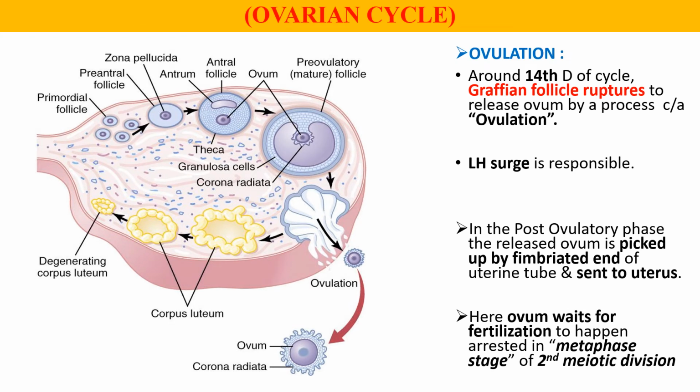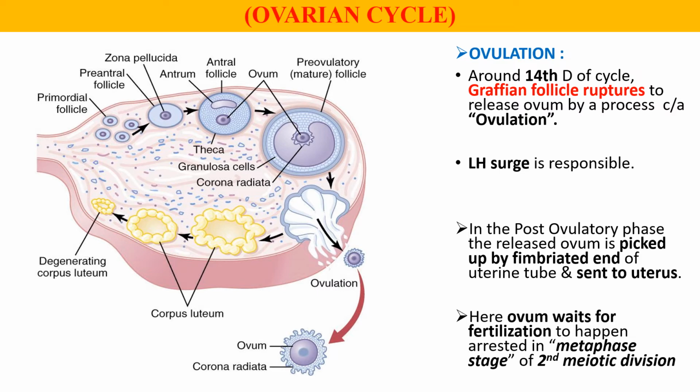Ovulation is a process that occurs at approximately the 14th day of the female sexual cycle. It is the release of the ovum from the Graafian follicle. A high level of luteinizing hormone, called the LH surge, at the 14th day of the monthly cycle is responsible for ovulation. After ovulation has occurred, the ovum is picked up by the fimbriae of the uterine tube and sent to the uterus.